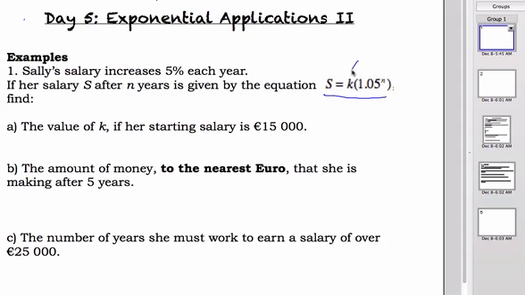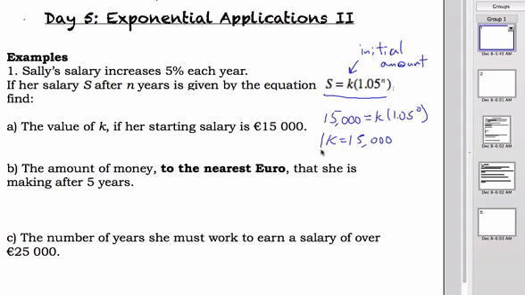Well, this number k is always going to be the initial amount. We can see that algebraically: if her starting salary is 15,000, then the number of years is 0. So 15,000 equals k times 1.05 to the power of 0. Anything to the power of 0 is 1, so k equals 15,000. Her starting salary is 15,000, which equals k.